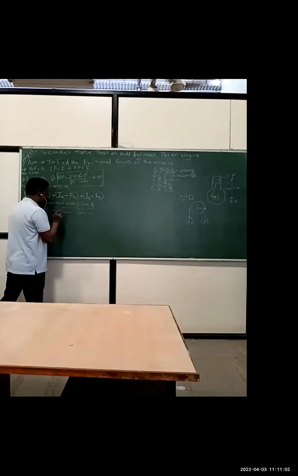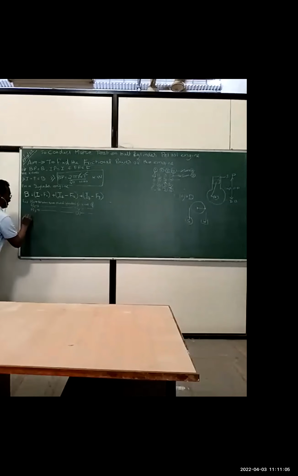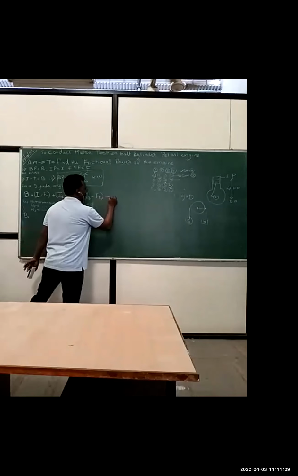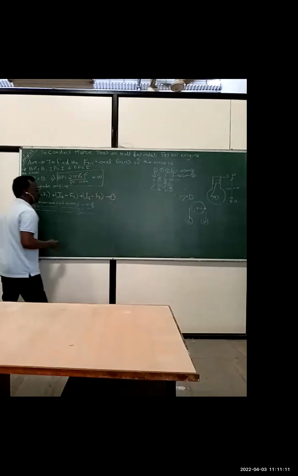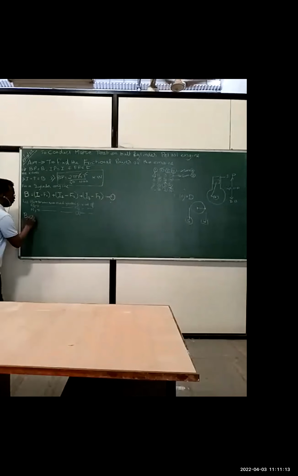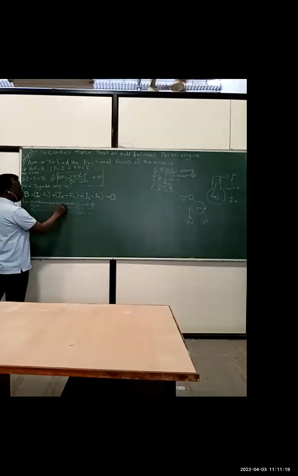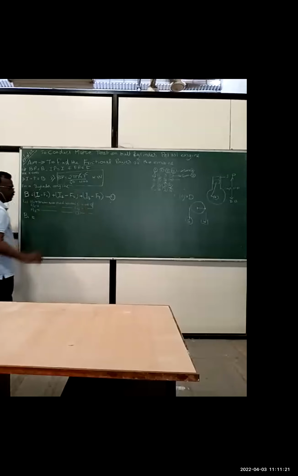So let this be equation number 1. Now I'm writing B1, which is this, is equal to, what does B1 indicate? B1 indicates that the spark plug of cylinder number 1 is cut off.